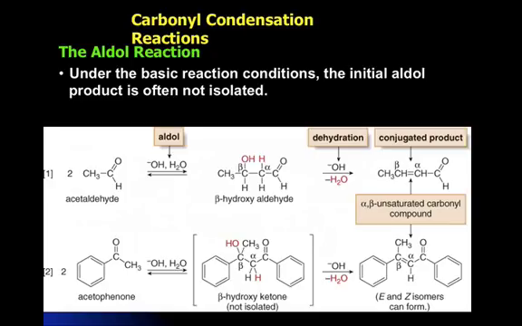Why is this one so much more favored to do the elimination than the one at the top? I told you the top example, we could isolate the beta-hydroxyaldehyde if we're really careful. I'm telling you that in the second example, you're not going to be able to isolate that beta-hydroxy compound at all under these conditions. Why? What do you think, Carl? Why does that one so readily eliminate water and give me the alpha-beta unsaturated ketone?